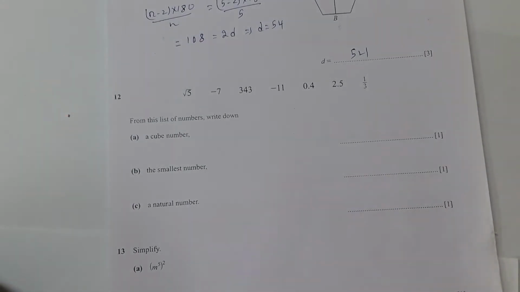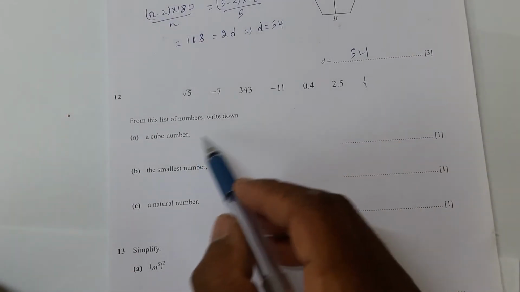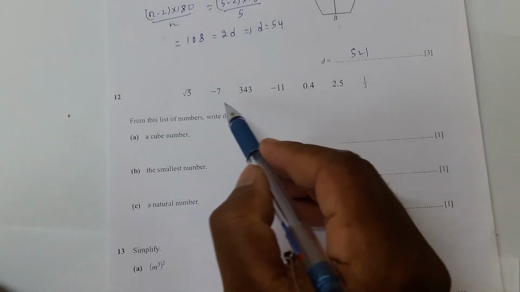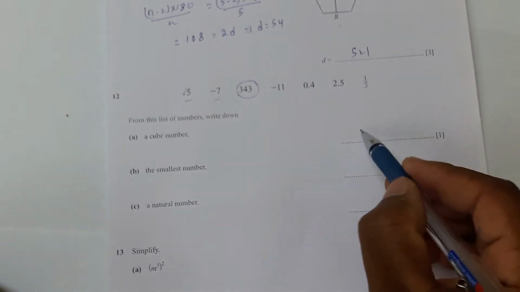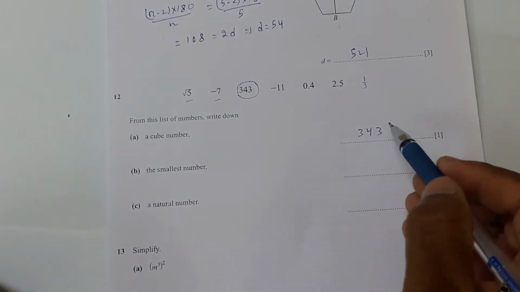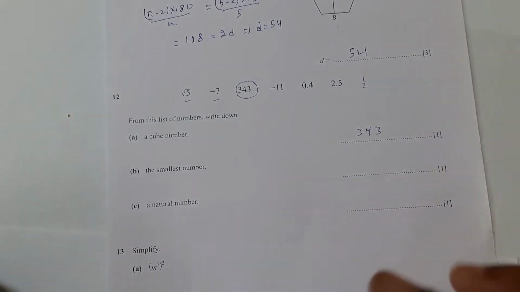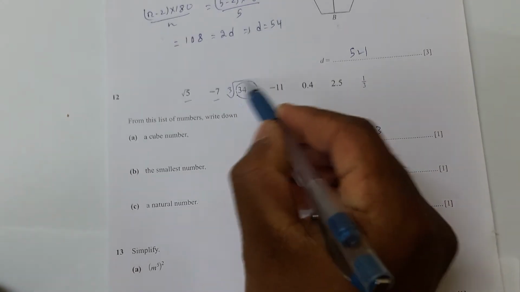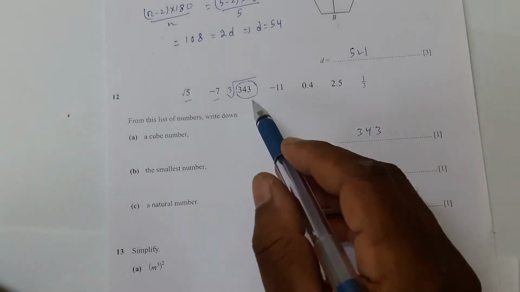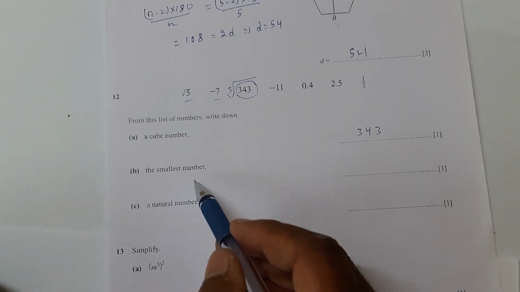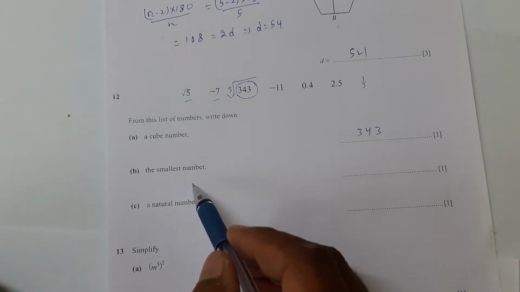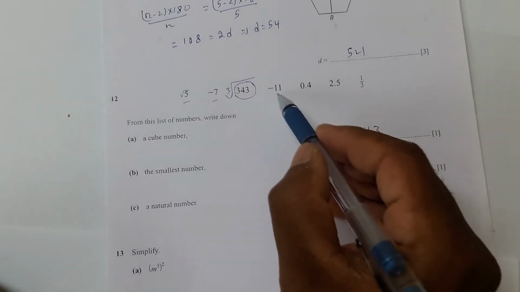Okay. Next. From the list of numbers, write down a cube number. This is not a cube number, not a cube number. This is a cube number, 343. In your calculator, you can see the cube root of 343 will give you 7. That means it's a cube number. For the smallest number, he didn't say positive or negative, just said smallest. Smallest will be minus 11.